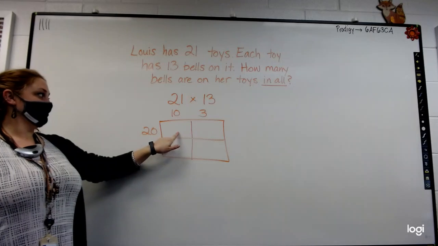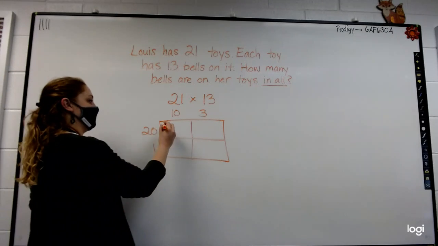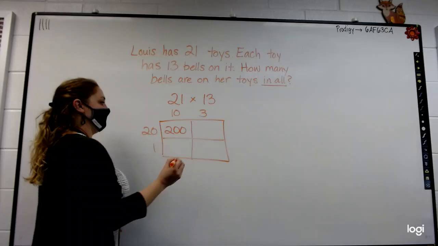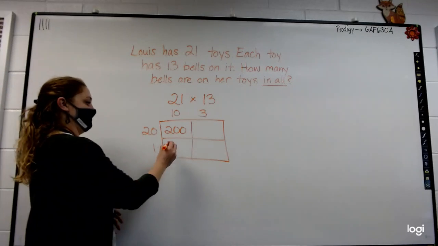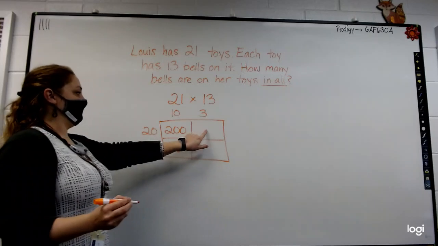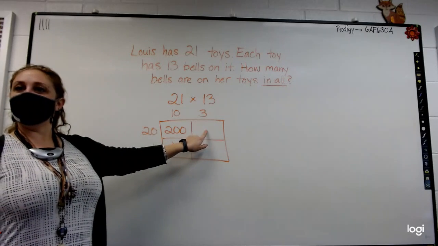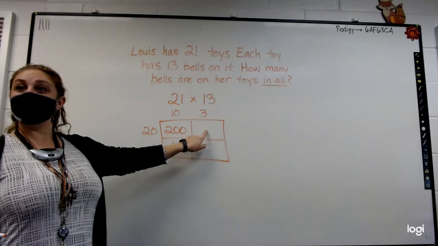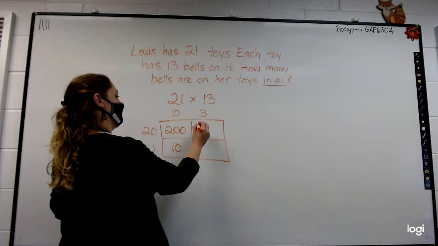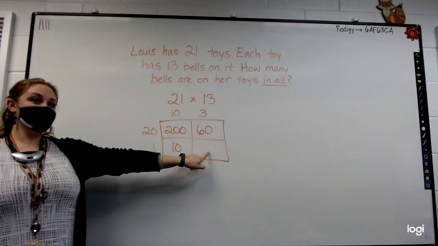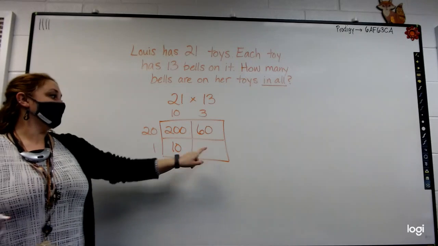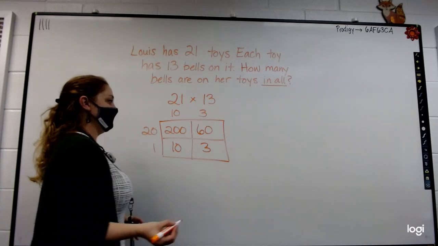Hayden? 200. 200, excellent. What value goes in this box? Chloe? 10. 10. What value will go here? Noah? That'd be 60. And what value will go here? Cadence? 3. 3. Nice job. Now we have to add them up.